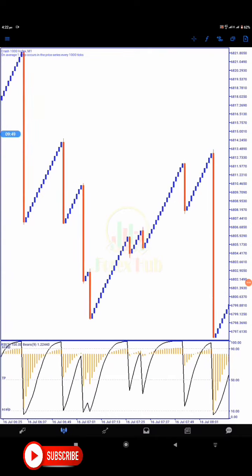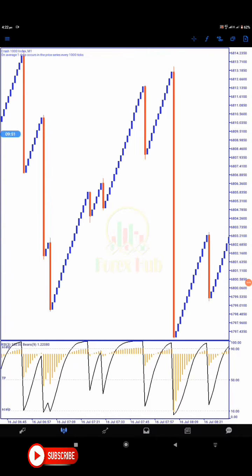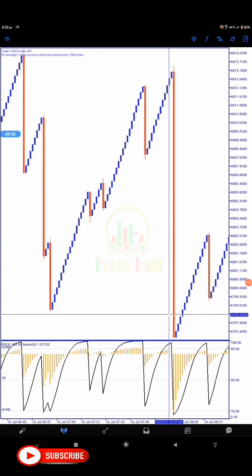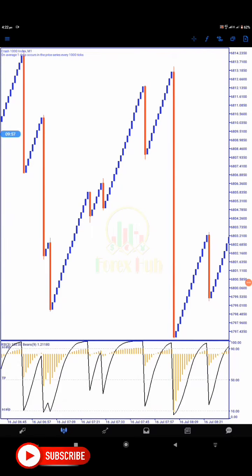Okay, and as you can see, this indicator gave us another entry right here. Another entry right here. Would have taken 5 candles and would have left.